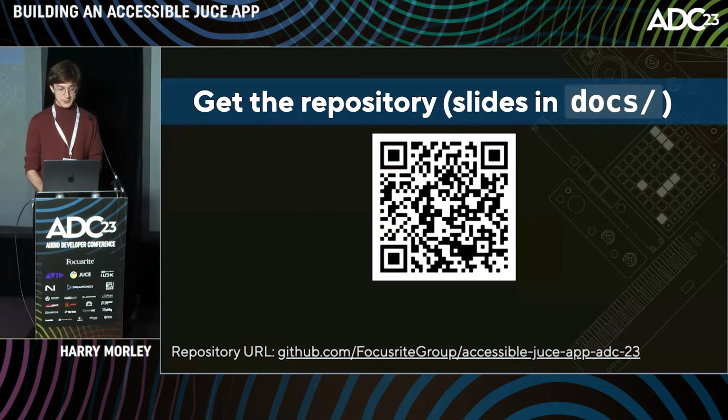So just to begin with, on the screen now, there's a QR code. If you want to follow along, there's a repository that I'm going to be referring to. The slides that are on screen, they're in the docs folder, so you can access them now or whenever. If you missed that, it's just on the Focusrite group organization. You'll see it. It's called Accessible Juce App, ADC.